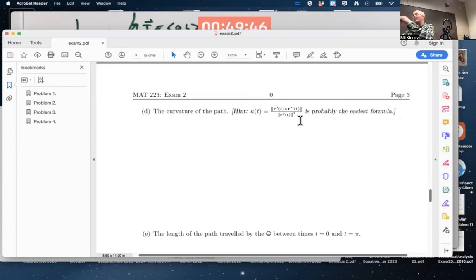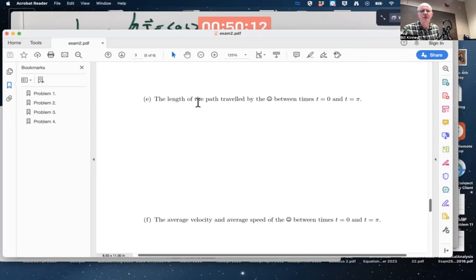Should be able to evaluate the curvature at any moment in time. The radius of curvature is 1 over the curvature. Like if the curvature is high, it's a tight curve, like a small circle. 1 over the curvature would be small. The radius of curvature would be small. If the curvature is small, it's a very big circle. 1 over a small number is a big number. Radius of curvature is large.